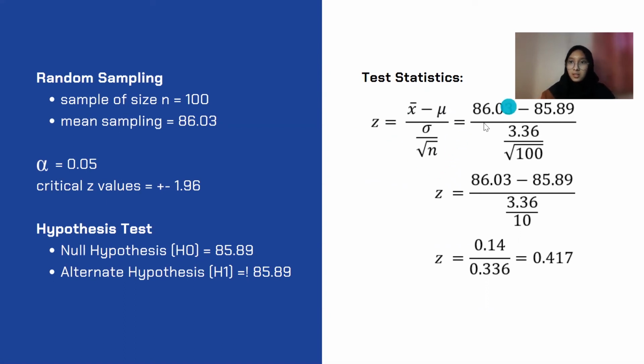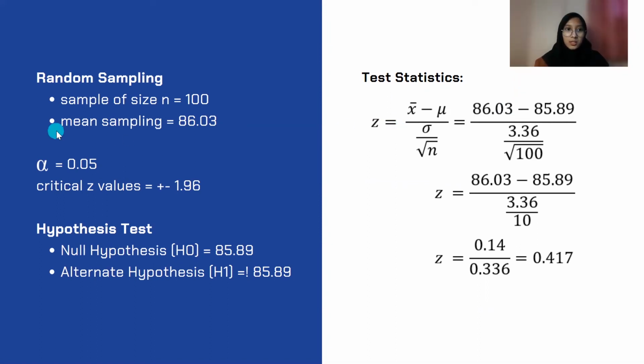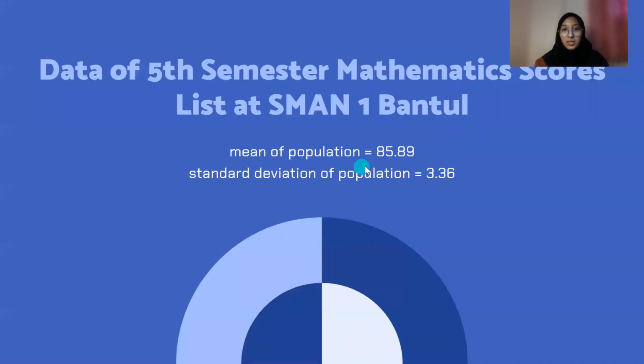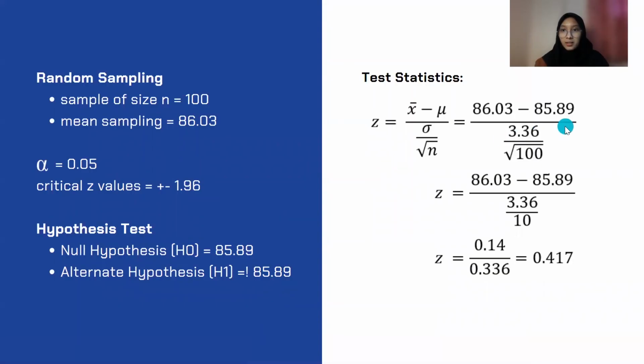Just substitute the numbers that we already know. Change the X bar here into the mean of the sample, 86.03, change the mu here into the mean of the population, 85.89, and then the standard deviation of the population that we have, 3.36, divided by the square root of n, the sample size, and change it into 100. And then we calculate it, and we found that the Z value is 0.417.